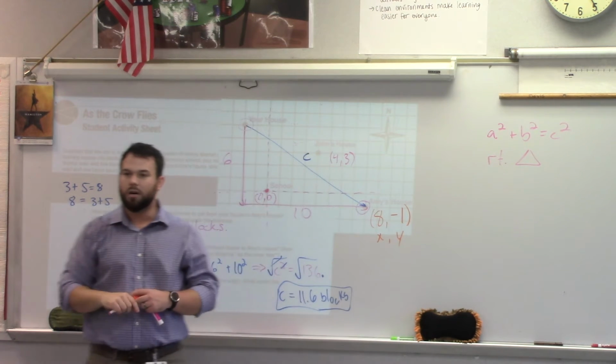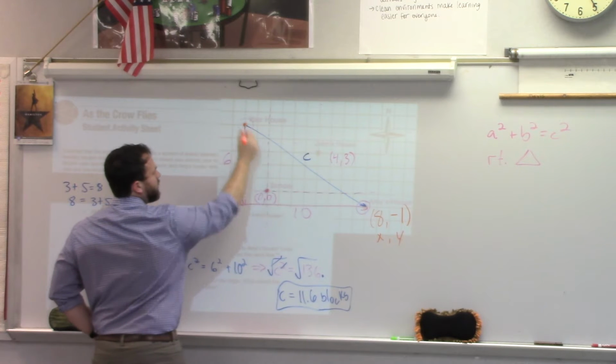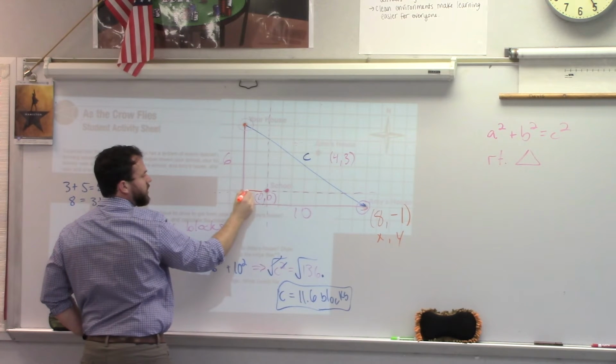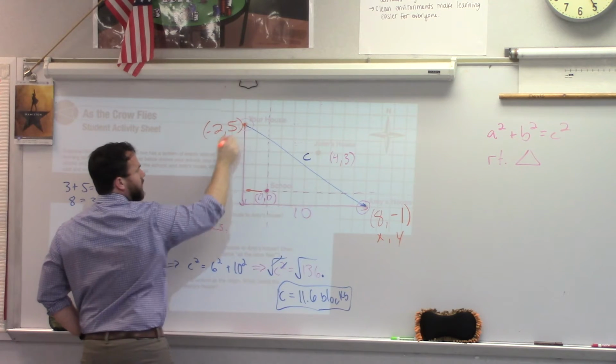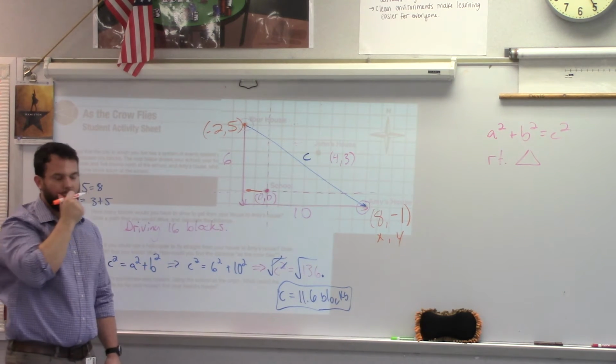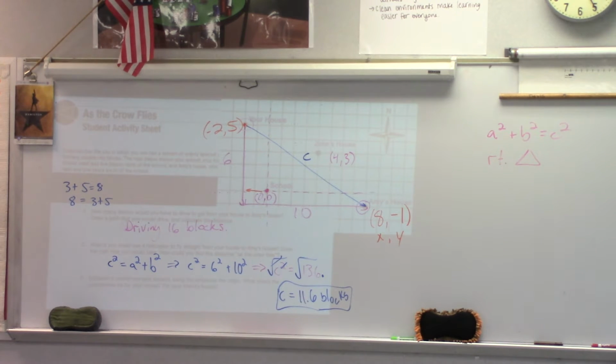Amy's house. Okay, your house is up here. I'm going to the left 2, and then I'm going up 5. We all good there? Now this is where I need you to pay attention, because this is what's going to teach you the distance formula, but you need to pay attention to this.